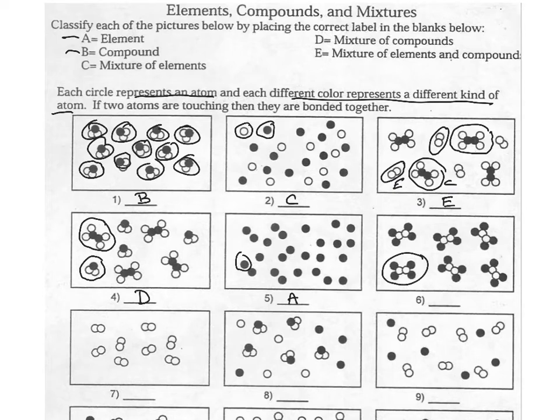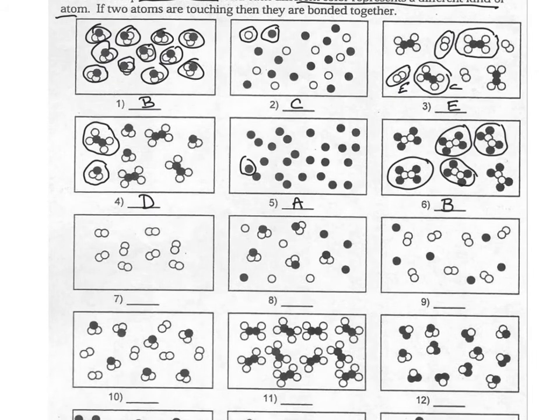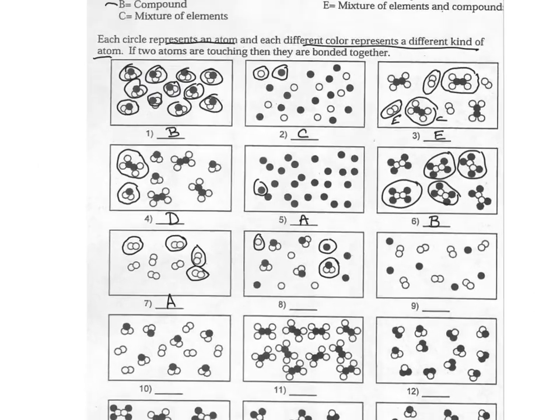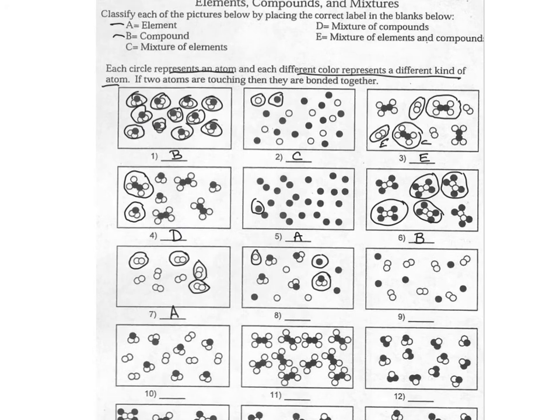These here, these all look the same. We've got 4 black ones to 2 white ones, so that just has to be a compound. This one here, we've got more of these diatomic. These are the same types of atom, same color, so this must be more of the diatomic element. So this would be just element, which is A. Here we've got elements, and this would have to be a compound. So we've got a mixture of elements and compounds, so that would be E.